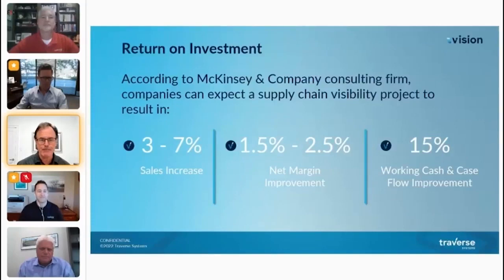So with that, I believe we have a slide from McKinsey & Company, and they just did an excellent report on real-time supply chain visibility, and these were their key metrics. So for those of you in the audience, when you head down that long hallway to ask for that project, what they found was a 3 to 7% increase in sales, net margin improvement of 1.5 to 2.5%, and what a lot of CFOs like to see, a 15% improvement in working cash. So those two areas would be the two I would focus on.